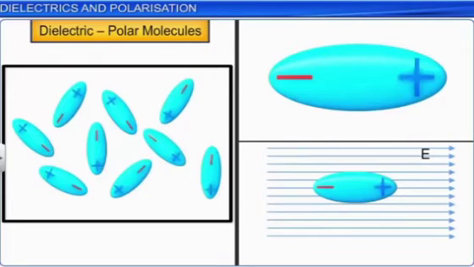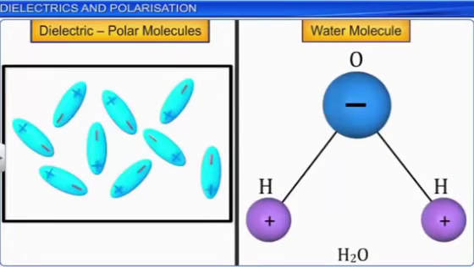Such a molecule is called a permanent dipole and will possess a permanent dipole moment. Water molecule is one such example of a polar molecule. In a water molecule, the center of the negative charge is at the oxygen ion, since it is the negatively charged ion, and the center of the positive charge is at the midpoint of the line joining the two positively charged hydrogen ions.